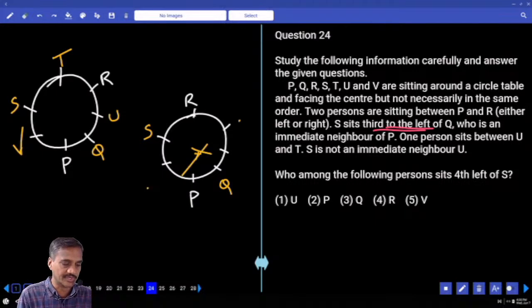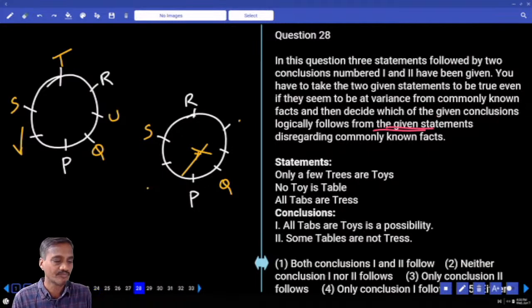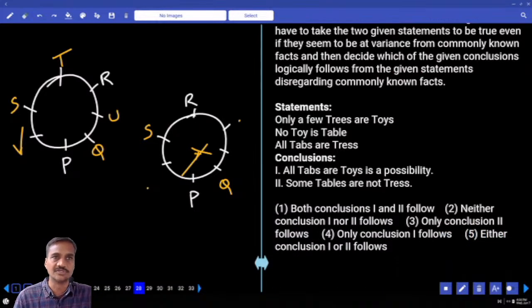Now this is about 24 to 27. The next one, 28. Now in this 28 to 30, these 3 are based on syllogisms.